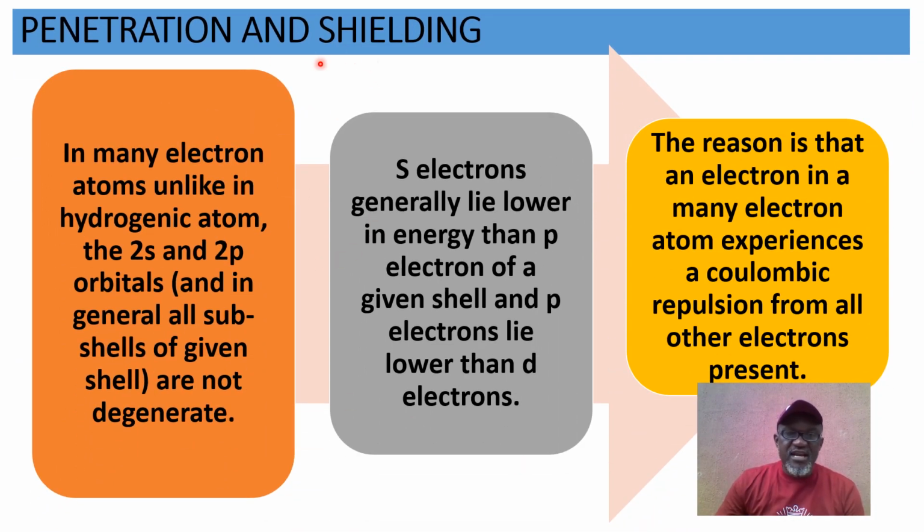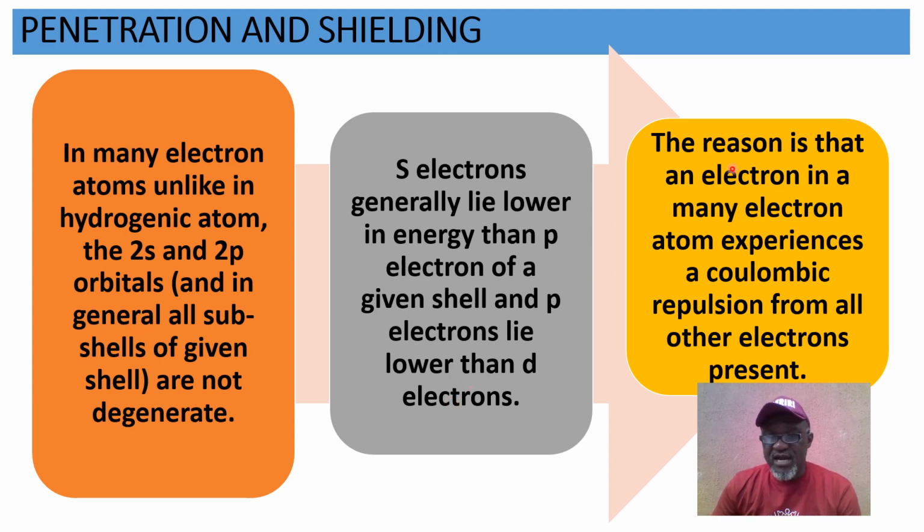When we have many electrons, then the case of penetration and shielding comes in. In many electron atoms, unlike a hydrogenic atom, the 2s and 2p orbitals, and in general, all subshells of a given shell are not degenerate. 2s and 2p are not, even though they have the same principal quantum number of 2, the angular momentum quantum numbers are not the same. For s, the angular momentum is 0, while for 2p, the angular momentum is 1. S electrons generally lie lower in energy than p electrons of a given shell, and p electrons lie lower than d electrons of a given shell, and so on.